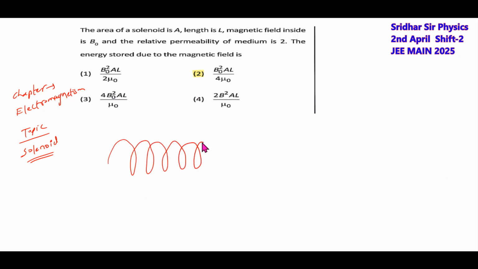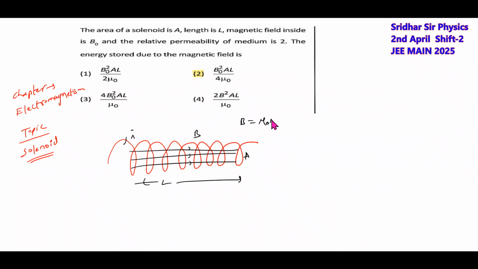A rough diagram; in the exam, you need not draw the diagram. There is a solenoid carrying current I. It will generate a magnetic field. It has length L, area of cross section A, and it will produce a magnetic field B equal to mu naught N i. Now it is asking about the energy stored due to the magnetic field. Magnetic energy is equal to energy density into volume. What is the energy density formula? B naught square by 2 mu naught.